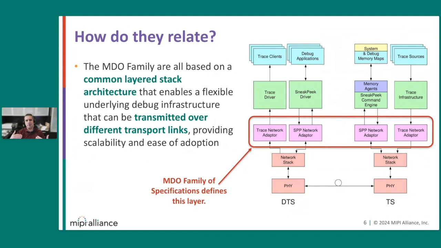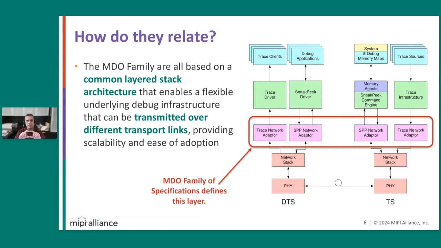Actually, we'll talk about it now. So this is the layering again. When we look at this MDO family, we're really talking about that middle layer, the purple-pink one, which we call the network adapter layer, right? And we're adapting the green layer, which is our protocols, right? So you can see there, sneak peek, our trace protocols, and adapting that to the network stack and the PHY. So again, we're defining that middle. How do you take, let's just take sneak peek, and put it into USB, or into PCIe, or into TCP/IP, or whatever, right? And this whole family is just about that.